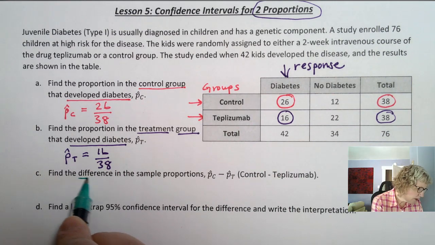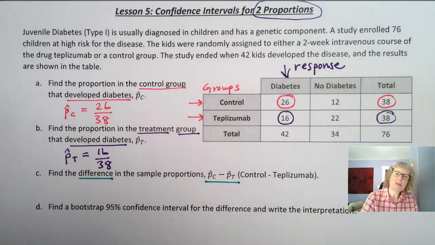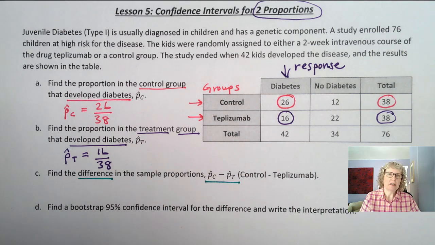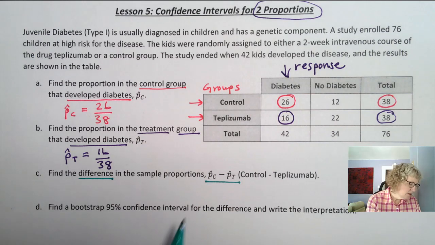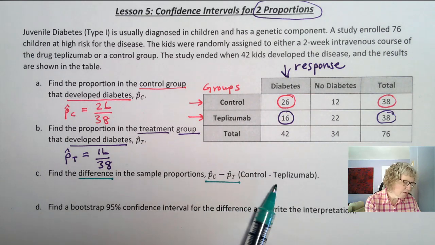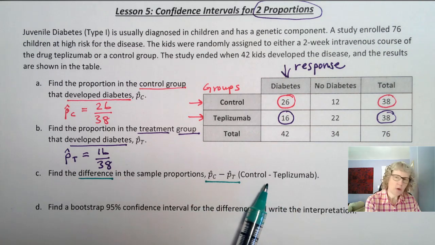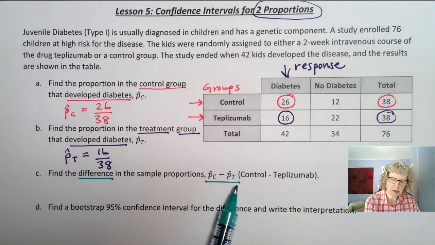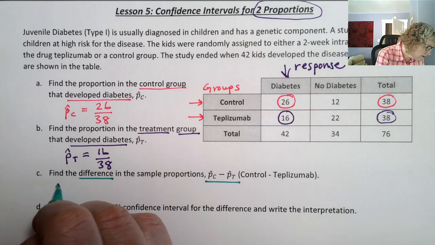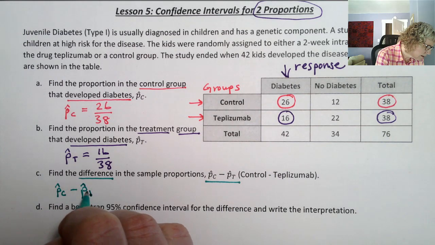Difference means subtraction, and often a question will tell you which way to subtract. It really can be done either way; you'll just get a difference with a positive or a negative sign. But I recommend if a question tells you to do a certain order, then just stick with that order. If it's My Open Math or something, the coding might be dependent on that order. So the difference, we're going to do control minus teplizumab. You can see it's shown both in words, control minus teplizumab, and with symbols, p hat c minus p hat t.